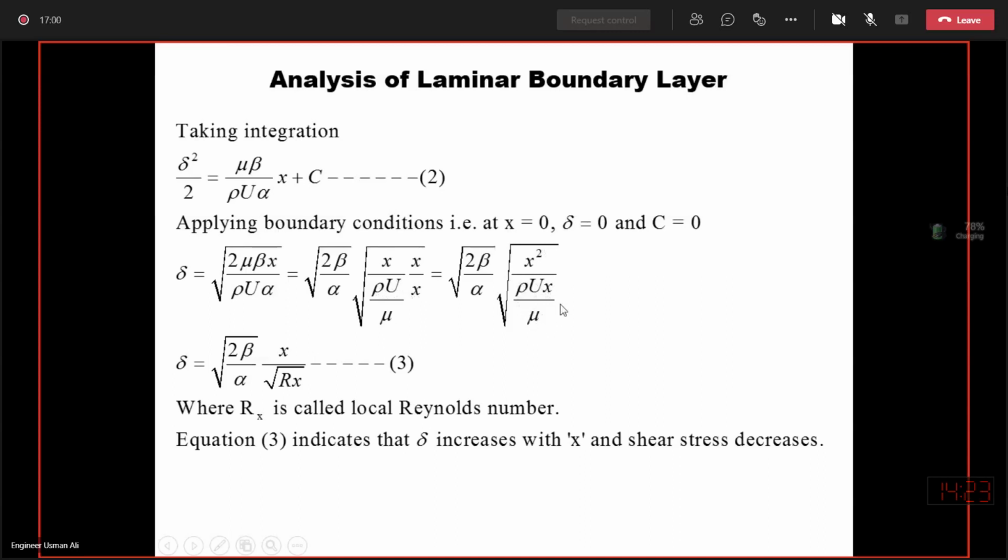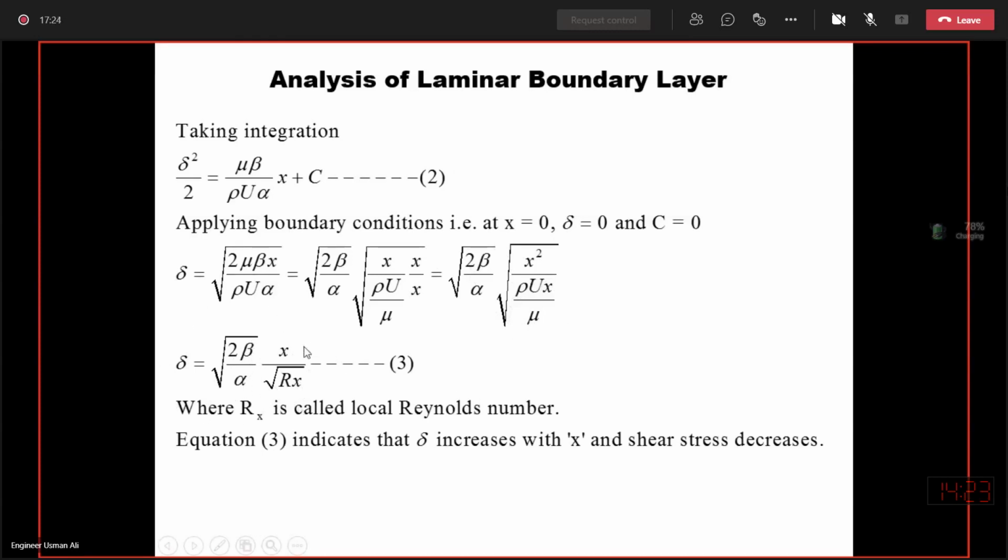This is called the local Reynolds number, that is, R sub x. So this rho u x over mu is the local Reynolds number, which is the Reynolds number at any distance x from the leading edge of the plate. That is called the local Reynolds number. So further, del is the square root of 2 beta over alpha times x over the square root of R sub x.